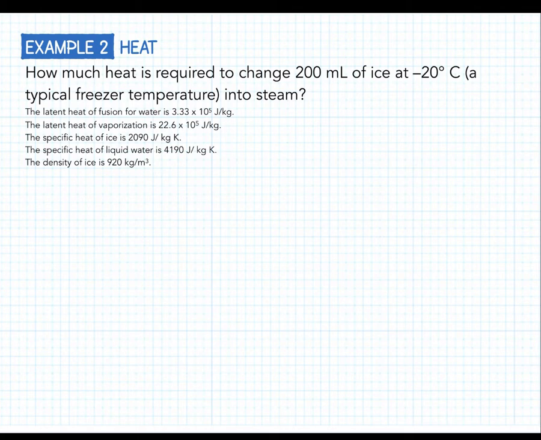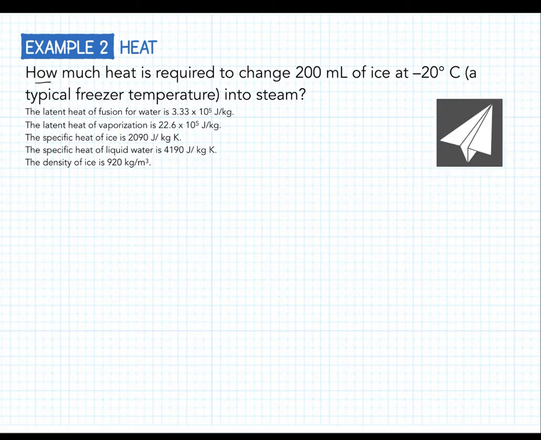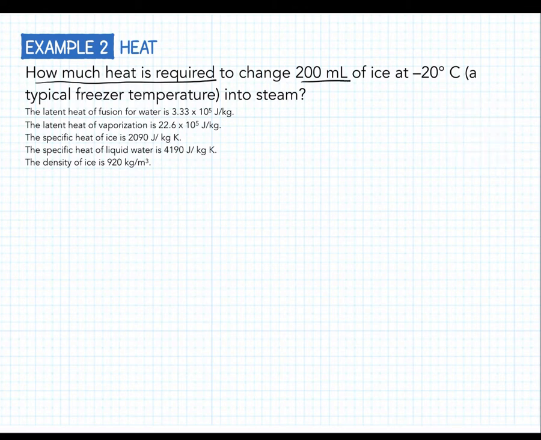This is the kind of stuff you can expect to be given to you. So you don't need to memorize a bunch of constants, but you do need to know how to use them. If I give you the chart, know how to use it to do the problem. So here we want to know how much heat is required to change 200 milliliters of ice at negative 20 degrees Celsius, which is apparently a typical freezer temperature, into steam. So what's the first problem you see with this?